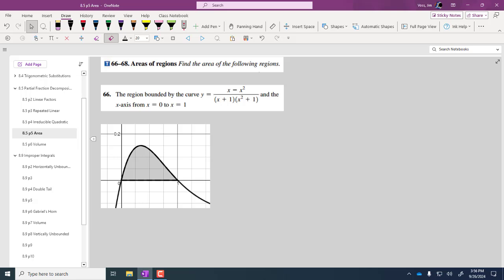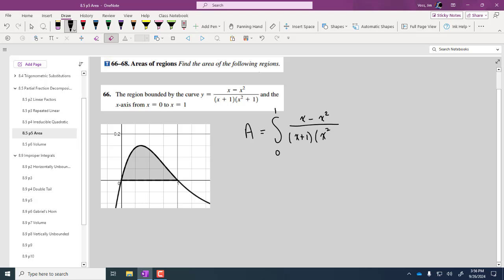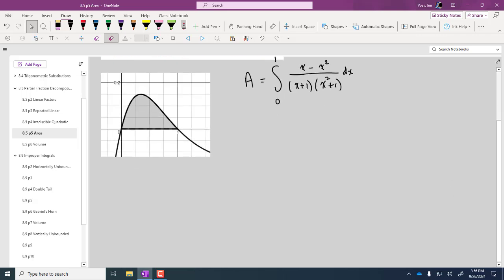So the area here is the integral from 0 to 1 of this function. So they've already factored it for us, and it's factored into a linear, x plus 1 is linear, and an irreducible quadratic. So it's already been factored down for us. A linear and an irreducible quadratic. So let's write down the next step, and then I'll let you guys try to solve it.